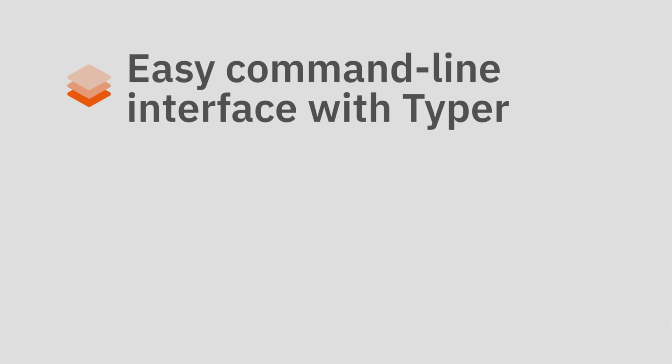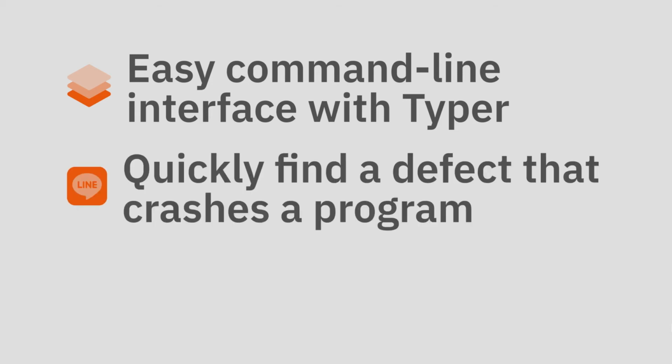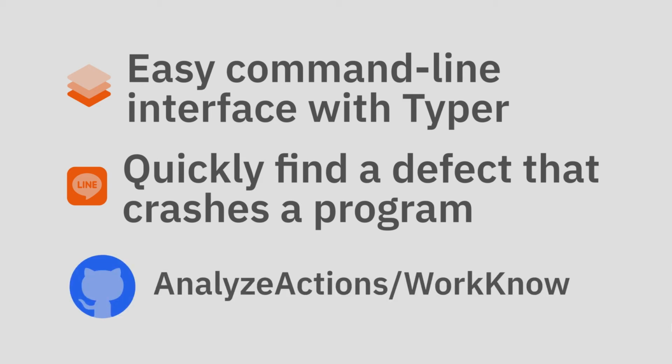In the remainder of this talk, I'm going to use source code and type checker output to tell you two stories. The first is going to be about how to build an easy command line interface with Typer. The second will show how to quickly find a defect that crashes a program. The experiences that I share in this talk took place in the context of building an open source program called WorkNote. It keeps you in the know about the history of workflow builds on GitHub Actions. WorkNote uses GitHub's REST API to download the history of workflow executions. It then extracts, parses, and summarizes the data and then stores the most important results in CSV files.